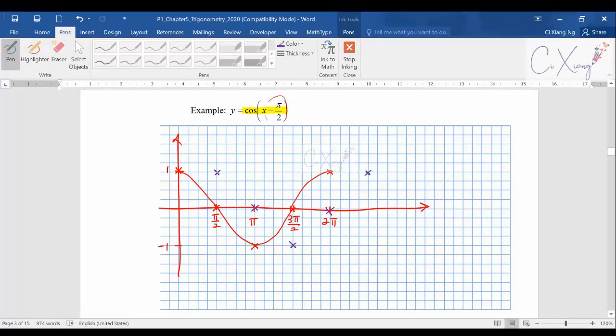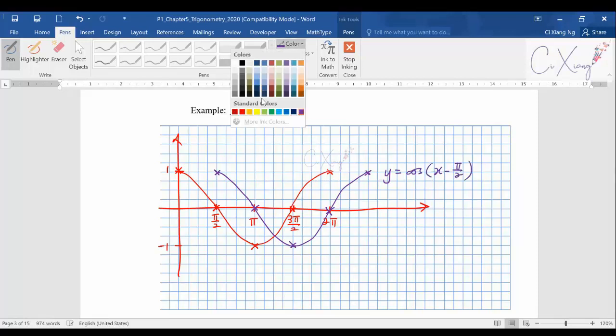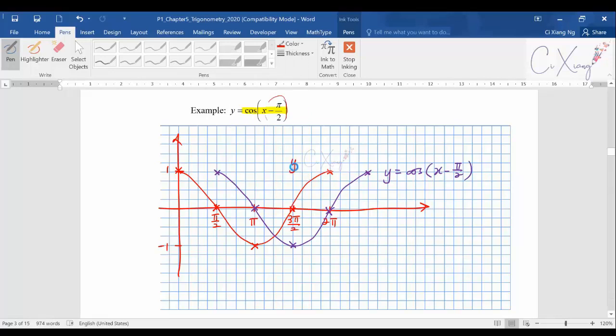Then when you sketch it, you connect all the points together and it should look something like this. This graph is y equals cos x minus pi over 2, and this one is y equals cos x, the original graph. You can see that we are moving the whole graph 4 boxes to the right hand side, which is pi over 2 units for the ratio that we are using here.